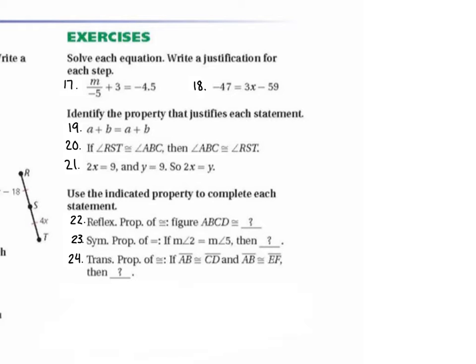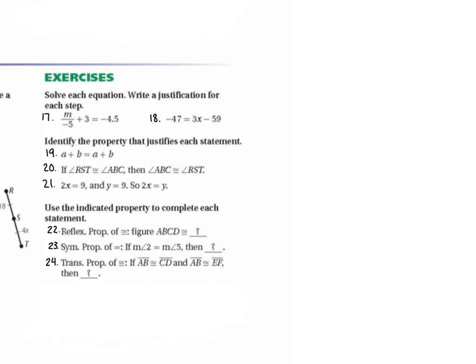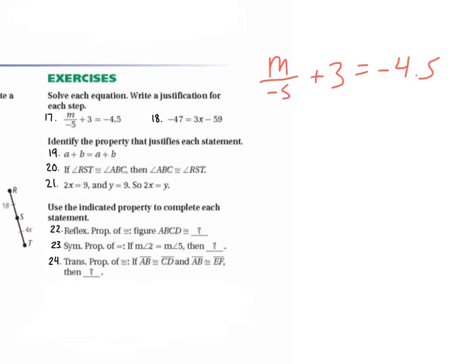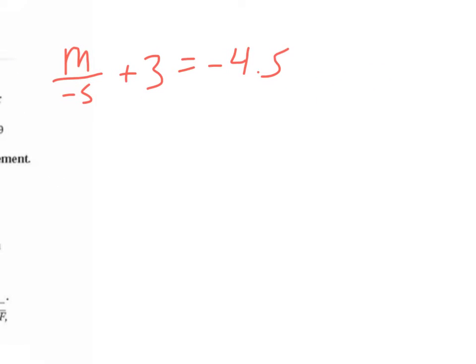So solve each equation and write a justification for each step. So we have m over negative 5 plus 3 is equal to negative 4.5. So what do we need to do first to solve for m here? Don't you take negative 5 and multiply it by both sides? Before we do that, what can we do first? Minus the 3. Minus the 3.